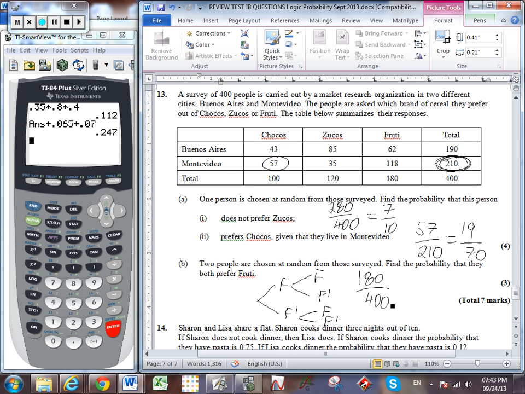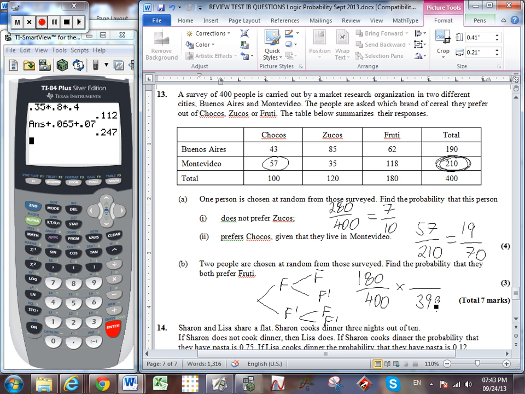Now, how many people are left for you to choose from? You've already selected the first person, so there's only going to be 399 people left. So we made one selection with this probability, and we are now making a second selection. We did not replace the first person. That's why the denominator has changed.